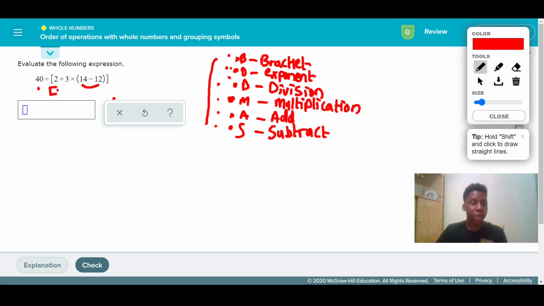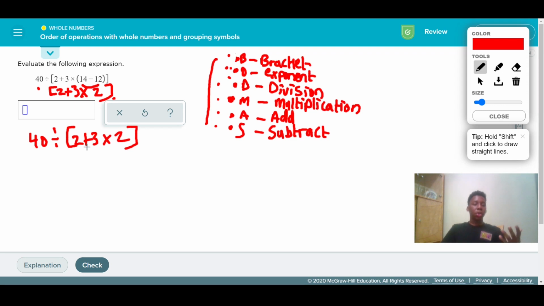So this is 2 plus 3 times 2, right? So we have 40 divided by 2 plus 3 times 2, and we're stuck with this. I know some of you may be wondering, which one do I do first? Do I add 2 and 3 and then multiply by 2, or do I do 3 times 2 and then add 2? But this is when BODMAS comes in handy.